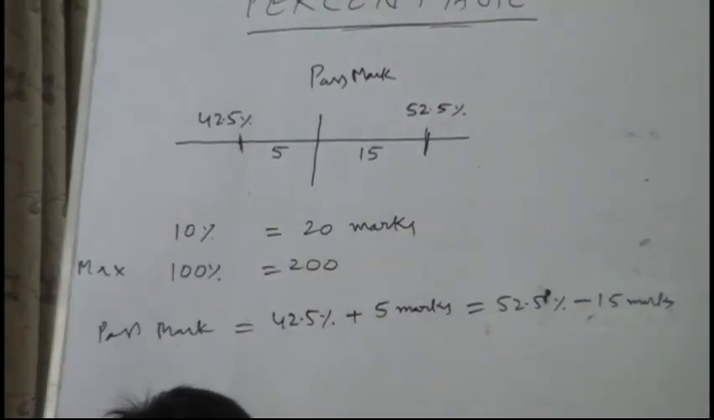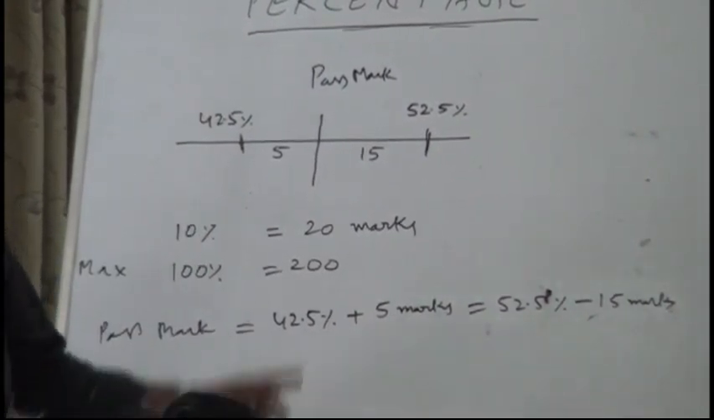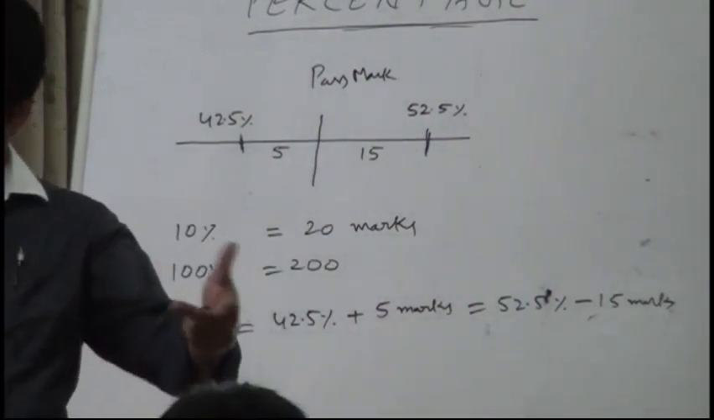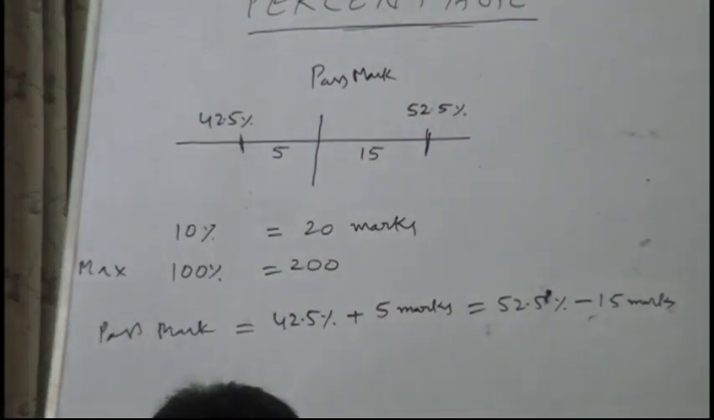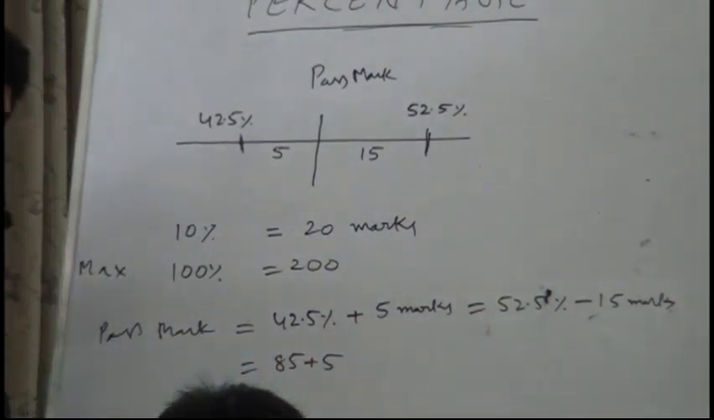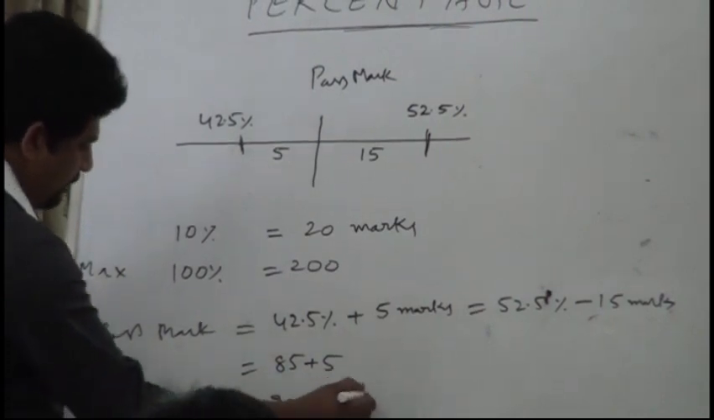10% is 20. It means 1% is 2 marks. Right? Then 42.5% is how many marks? Double that. 85. So this is 85 plus 5, which is equal to 90. 90 marks is the pass mark.